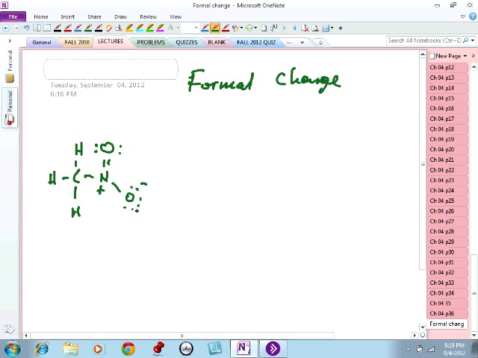About oxygen, does oxygen obey the octet rule? Yes, it does obey the octet rule. But does it obey the valence rule? No. So in this case, oxygen does not obey the valence rule. So in cases like this, you must place a formal charge on the appropriate atom. So let us therefore define what we mean by formal charge.